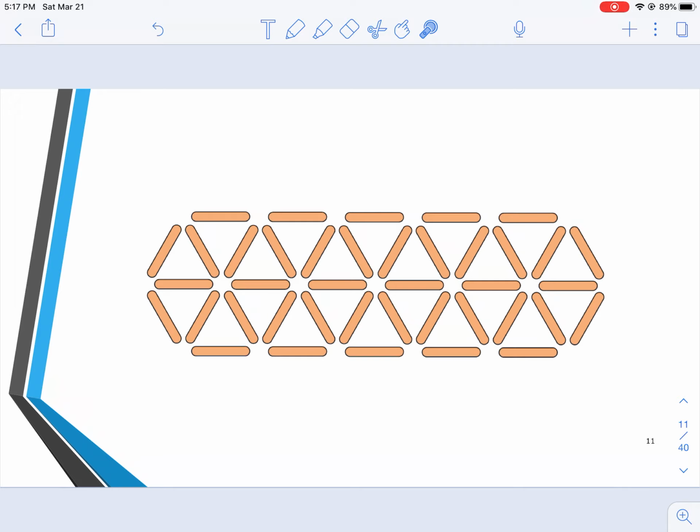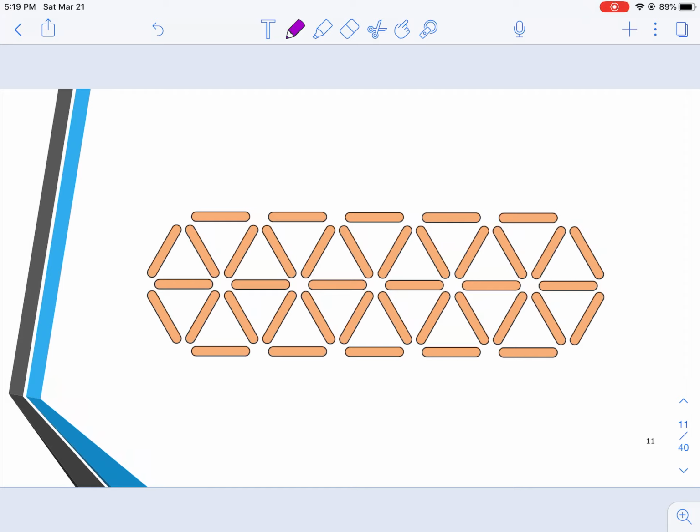So you could just count 1, 2, 3, 4, 5, 6, but it's going to take a long time, and you really don't take advantage of the structure that's in this scenario. So go ahead and pause it and come up with a way to calculate the number of popsicle sticks using the structure you see.